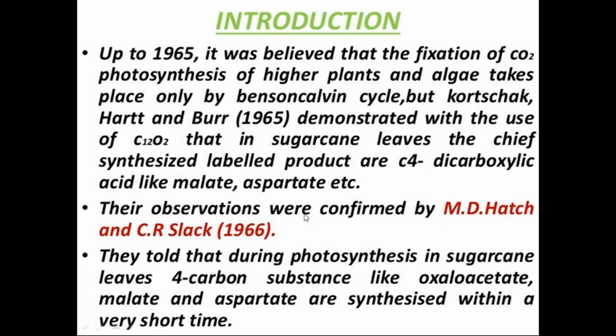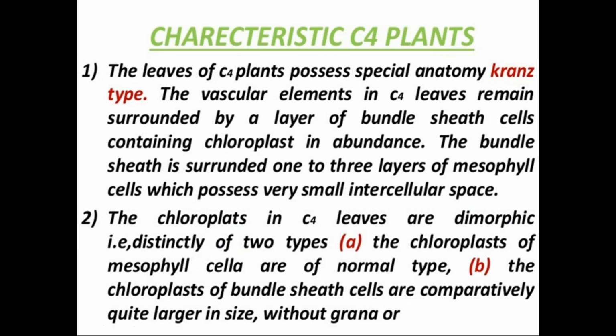The features of C4 plants. What are the main features of the C4 plant? They possess Kranz anatomy. Students, in C4 plants, Kranz anatomy is present. Then the next question that comes to mind is, what is Kranz anatomy? Kranz anatomy means mesophyll cells and bundle sheath cells are present. The bundle sheath cells are always surrounded by the mesophyll cells. In the center, bundle sheath cells are present, and these are surrounded by the mesophyll cells. This anatomy is called Kranz anatomy.